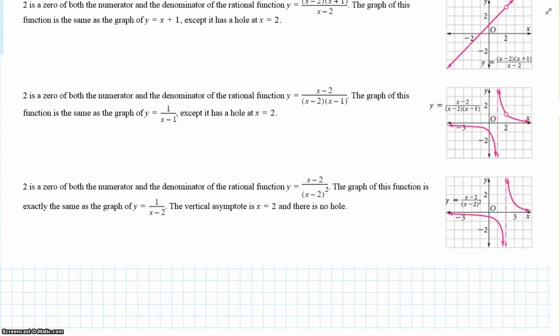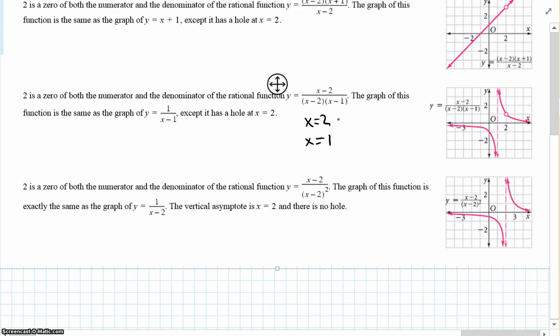2 is a 0 of both the numerator and the denominator of the rational function y equals x minus 2 over (x minus 2)(x minus 1). The graph of the function, once it's simplified, is nothing more than y equals 1 over x minus 1, except it has a hole at 2. So we knew we had points of discontinuity at x equals 2 and x equals 1. Since we were able to factor out x equals 2, that becomes a hole. Since we weren't able to factor out x equals 1, that is a vertical asymptote. And you can see in the diagram, there's the hole, and there's the vertical asymptote.